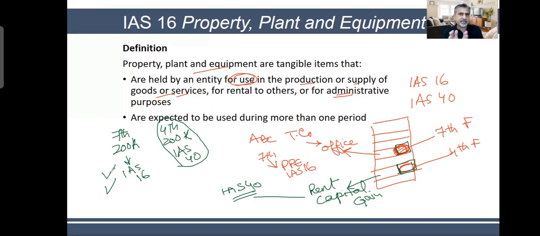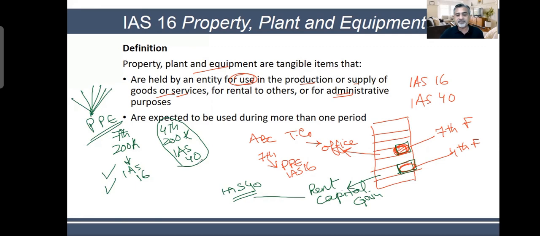A tangible asset, and by the way, you should remember, when you talk about PPE, which is IAS 16, you might have different types of assets. It includes land and building. It includes motor vehicles. It includes machinery, plant and machinery. It includes computer equipment. It includes furniture and fixture. So there are different types of assets under PPE.